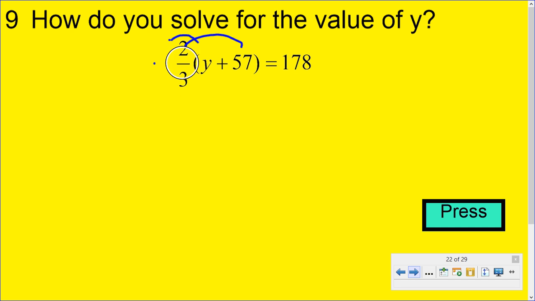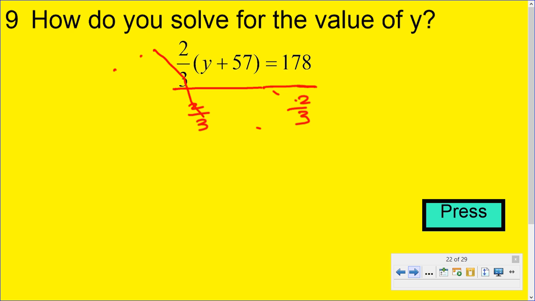But let me show you something a little bit different instead of distributing. Instead of multiplying by the 2/3, I'm going to divide by 2/3, and I'm going to do that on both sides. What that does is it allows me to cancel out the 2/3, leaving me with just y plus 57, and that equals 178 divided by 2/3, which is 267.